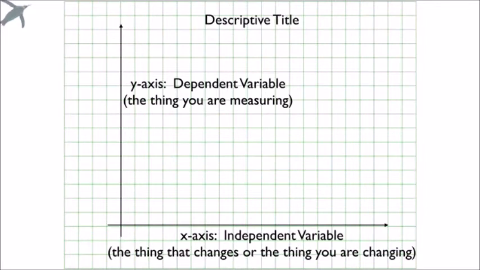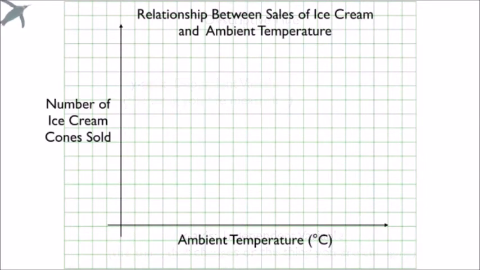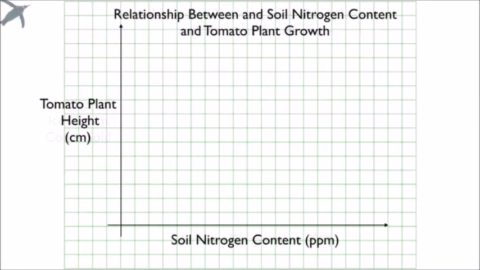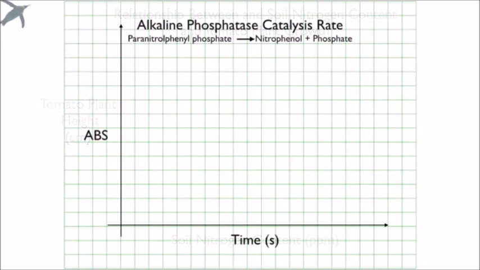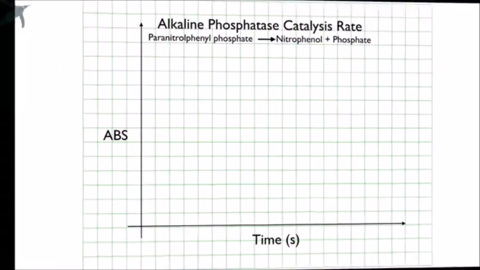So some examples will probably be helpful here. The relationship between the sales of ice cream and ambient temperature. So as the temperature changes, how many ice cream cones do you sell? The relationship between soil nitrogen, how much nitrogen is in the soil, and how tall did the tomato plants get? And as you look at the change in absorbance, you're actually looking at the production of product in a reaction that is catalyzed by the enzyme alkaline phosphatase. So absorbance is what you're measuring, that goes on the Y, and time is on the X.